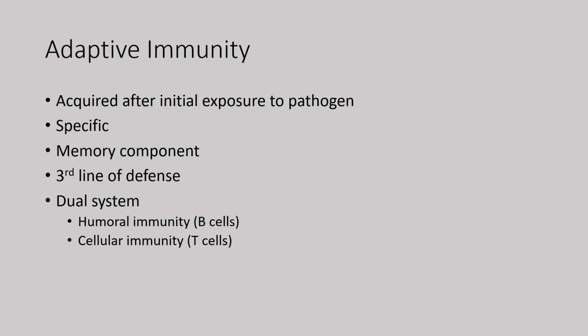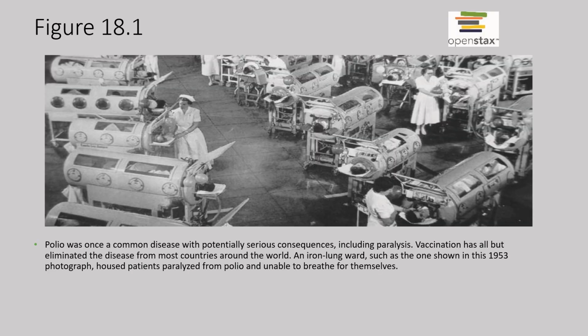There's two components to it. There's what we call the humoral immunity. That involves the B cells. And then the other component is the cellular immunity. That involves the T cells. So we're going to discuss all of that in this chapter.